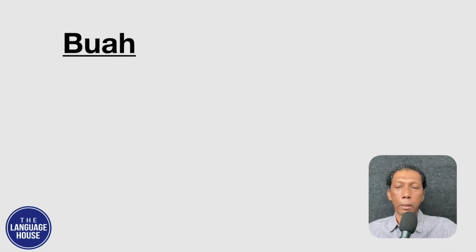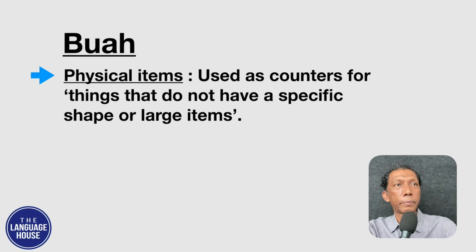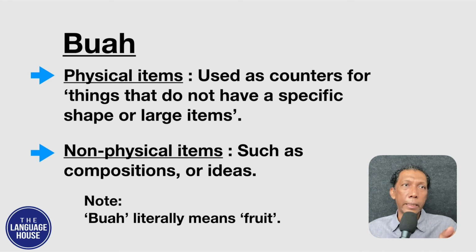Okay. This is the third one for our lesson today. Buah. There are two categories of buah. One is for physical items, which is used as a counter for things that do not have a specific shape or they are large. There's another category for non-physical items, such as compositions or ideas. Things that you cannot see. So buah as a counter has two categories.